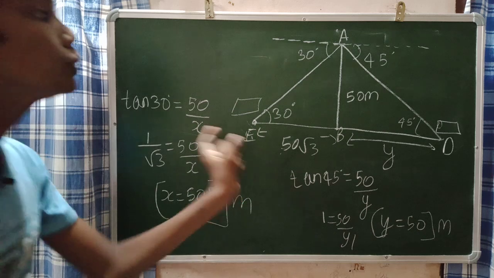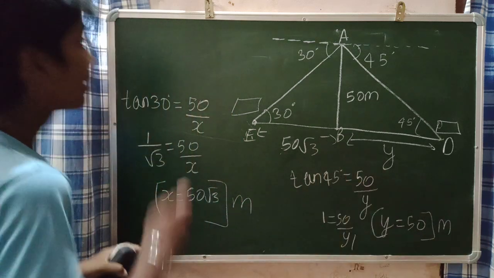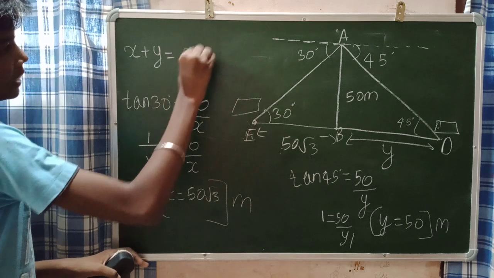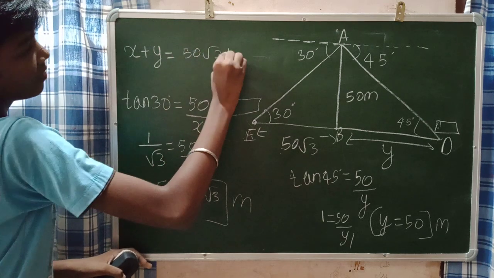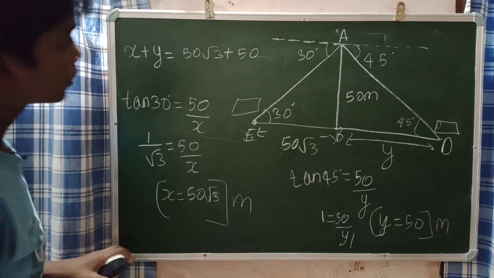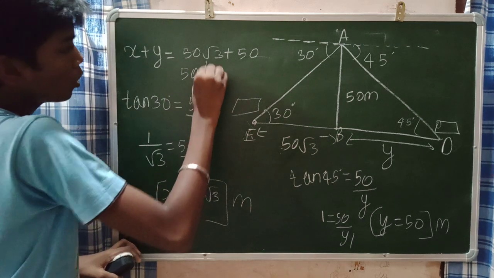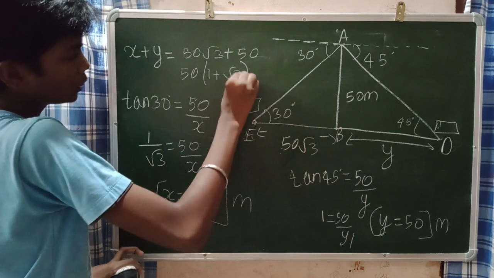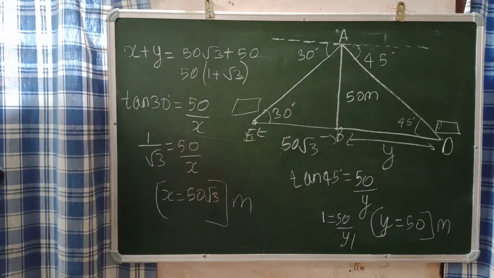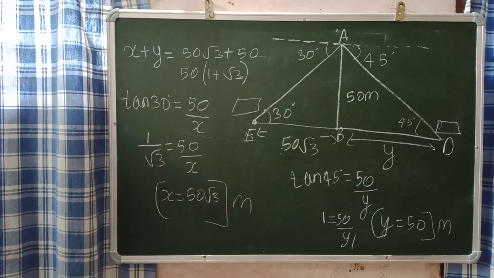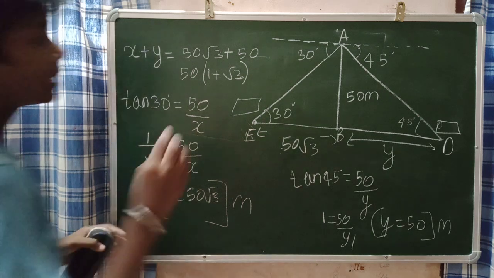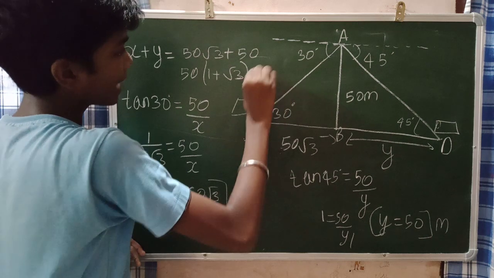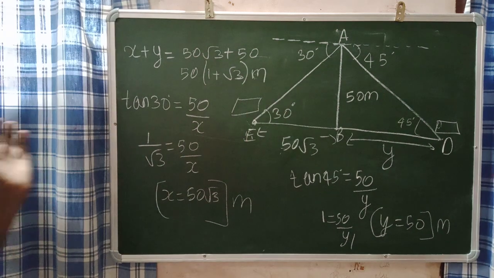So they are asking the distance between these two cars. That is nothing but x plus y. Your x is 50 root 3 meter, and your y is 50. Just try to add it up. So you will get the answer as 50 into 1 plus root 3 meter. Guys, use the root 3 value. I think your root 3 value is 1.7. That's right. So use that and get the answer. Finally you should tell the answer in meters. Okay, 50 into 1 plus root 3.